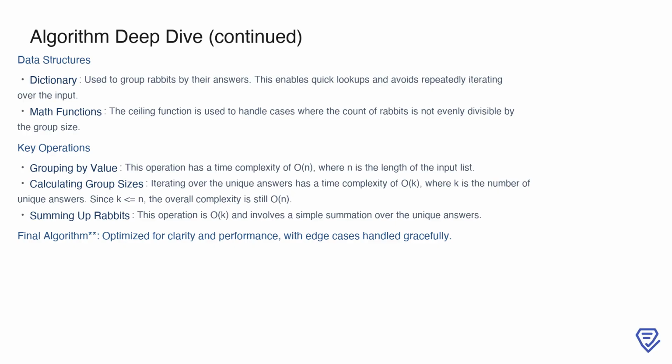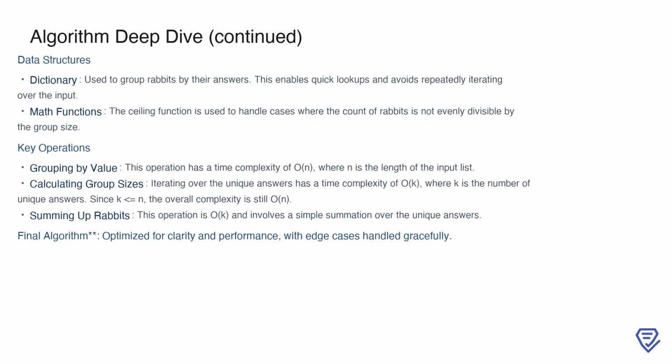The key operations in this algorithm include grouping the rabbits by their answers, calculating the group sizes, and summing up the total rabbits. Grouping the responses has a time complexity of O(n), where n is the length of the input list. Calculating the group sizes involves iterating over the unique answers, which has a time complexity of O(k), where k is the number of unique answers. Since k is always less than or equal to n, the overall complexity remains O(n). Finally, summing up the rabbits for all unique answers is another O(k) operation, making the entire algorithm highly efficient.